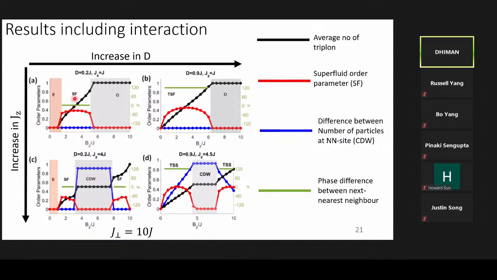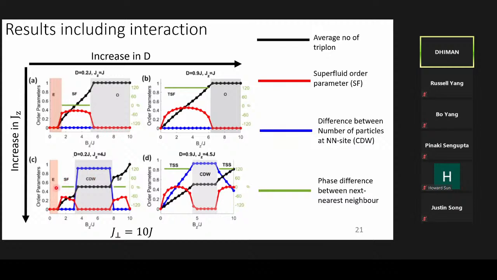So you can compare the phase diagram with respect to A, and you can see that there are still superfluid phases, but in between two superfluid regions, we have a charge density wave region at half filling of triplon. So as we increase the magnetic field, at half filling, we get a charge density wave because this is the charge density wave order parameter, which denotes the difference between the number of particles within the nearest neighbor bonds.